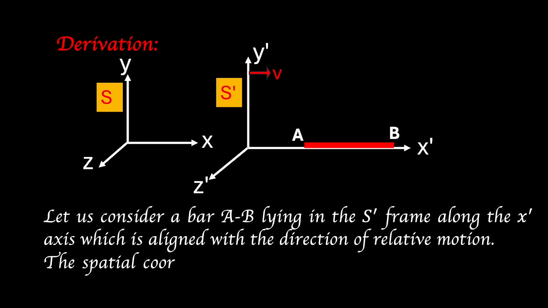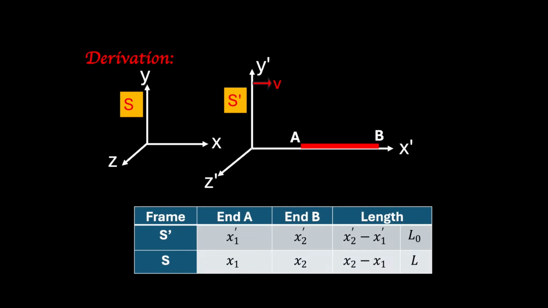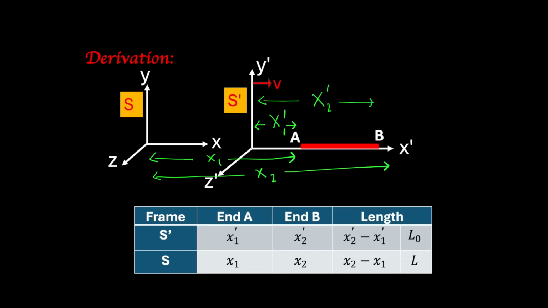The spatial coordinates of the endpoints of the bar, as measured from the two frames, are summarized in the table below. The endpoints A and B of the bar, as measured from the S prime frame, are at positions x1' and x2', respectively. From the S frame, these endpoints are measured at positions x1 and x2, respectively.